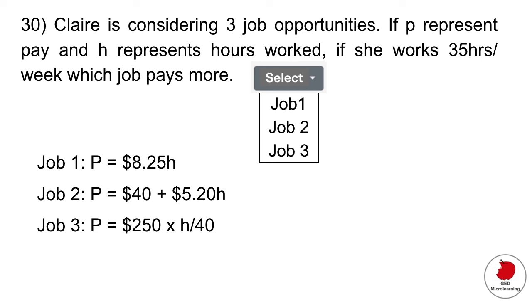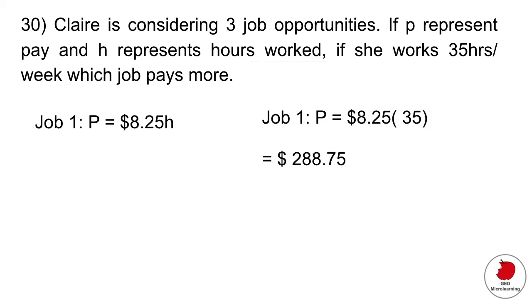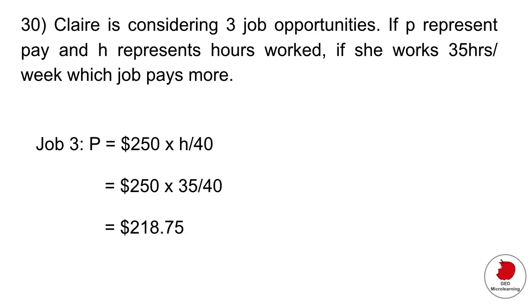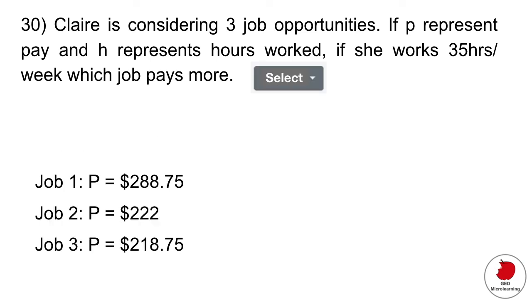All you have to do is go through each job, and where you have the H, which was the number of hours, you're going to plug in the 35, which she worked. So if you do that for job 1, you end up with $288. If you do that for job 2, you end up with $222. And if you do that for job 3, you end up with $218. Okay, so this is a summary of how much she makes per job. So the best gig is job 1.